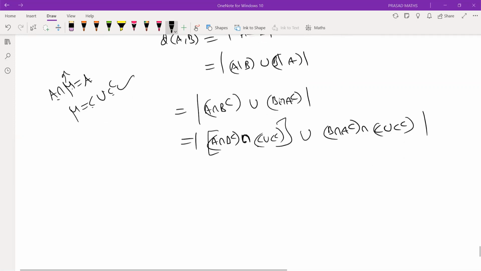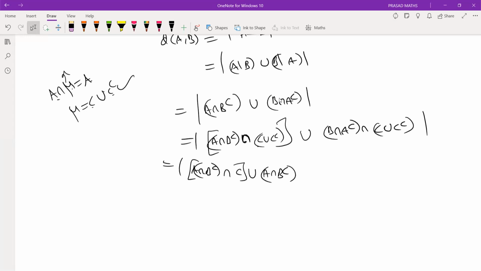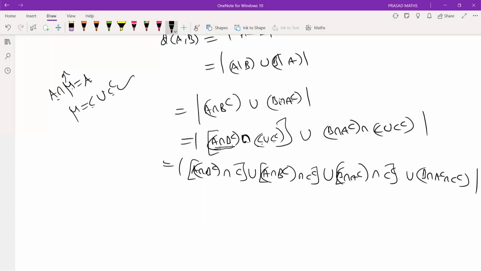Okay, good. Therefore, intersection is distributed over union. So we get A intersection B intersection C union A intersection B intersection C complement. Similarly, B intersection A complement intersection C union B intersection A complement intersection C complement, because intersection is distributed over union as well as over intersection. You know that, so this is true.